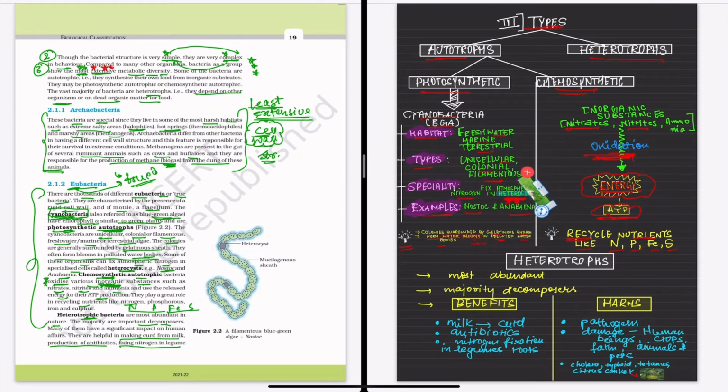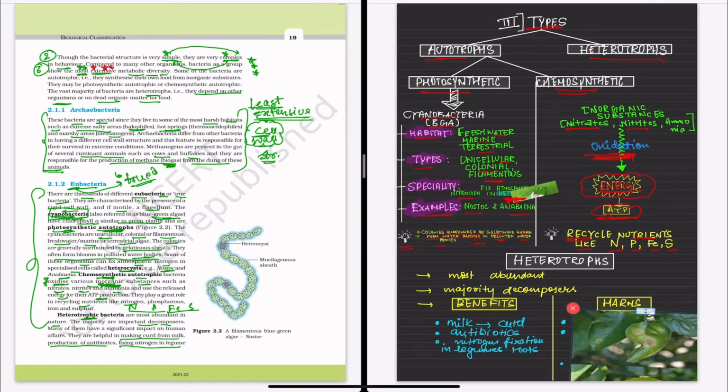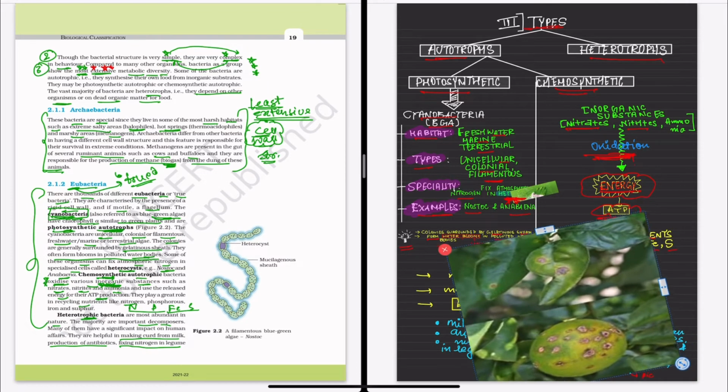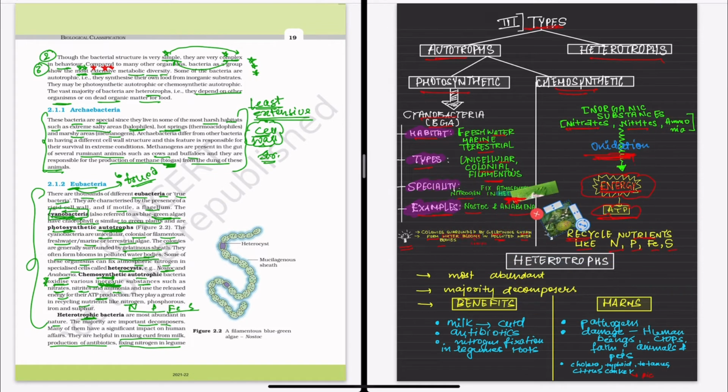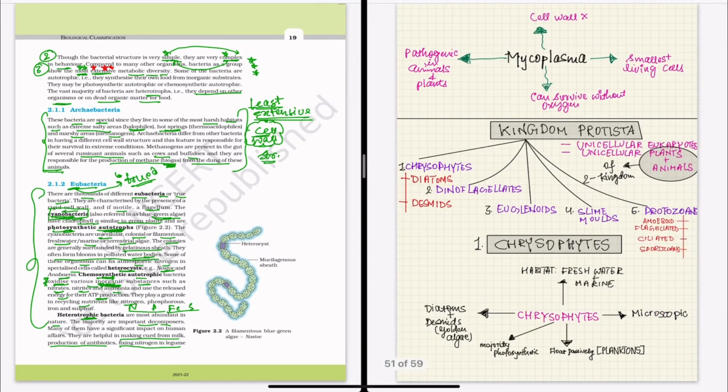And this is what citrus canker is. It's like a cancer of the citrus plant. It is caused by bacteria, not viruses. Remember that. Now, mycoplasmas.